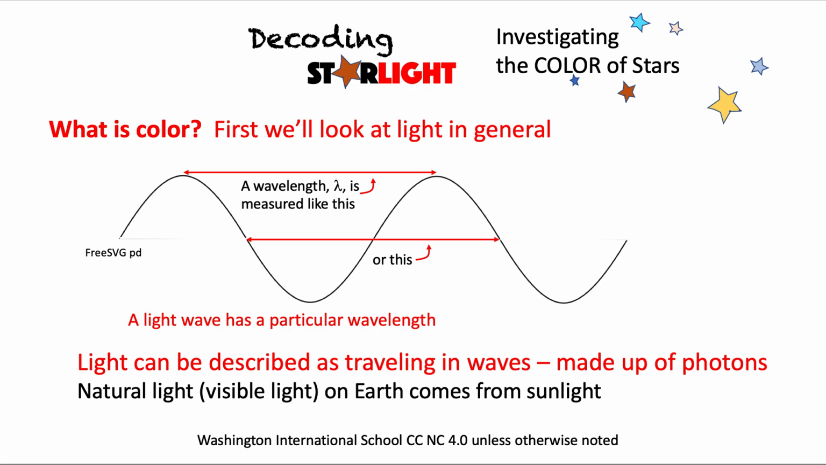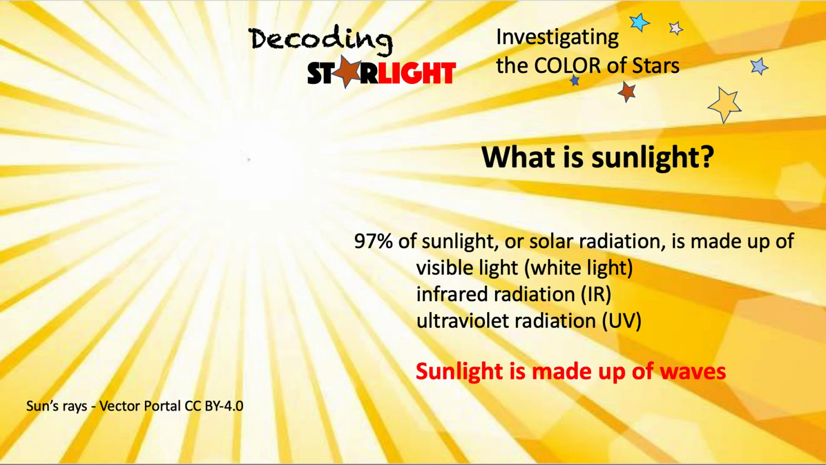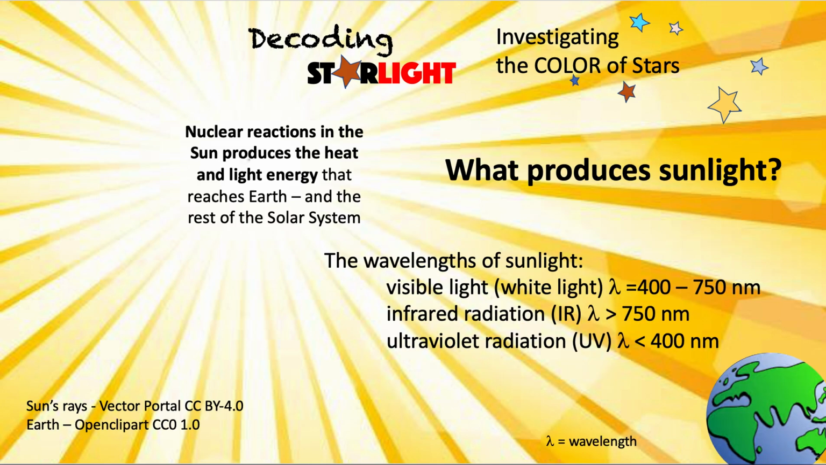And light exists in waves made up of infinitesimally small particles called photons. And each wave has a particular length, here shown from the top of one peak to the top of another peak. And natural light comes from sunlight to us on Earth. 97% of sunlight is made up of visible light, sometimes called white light, infrared, and ultraviolet. And visible light has a wavelength between 400 and 750 nanometers.